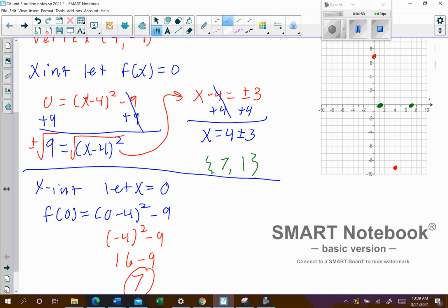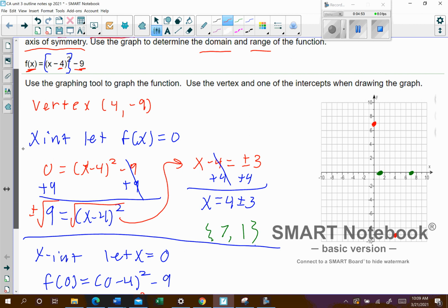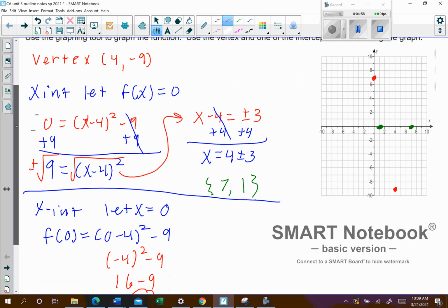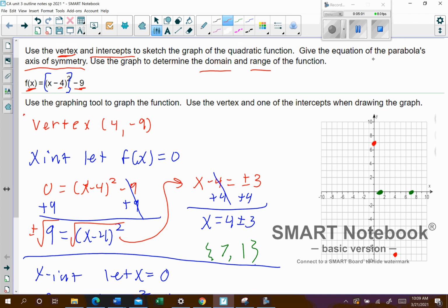Okay? All right, let's see. What else do they need? So I got my intercepts. Give the equation of the parabola's axis of symmetry. Okay, so all that is, it's this vertical line that cuts right through the parabola, it cuts right through the vertex. So whatever the vertex is, it's always going to be x equals that x value. So it's going to be x equals 4. It's always going to be that. That's how you can always find the equation of the axis of symmetry, it's always going to be x equals the x value from the vertex. And that's what this line is right there.